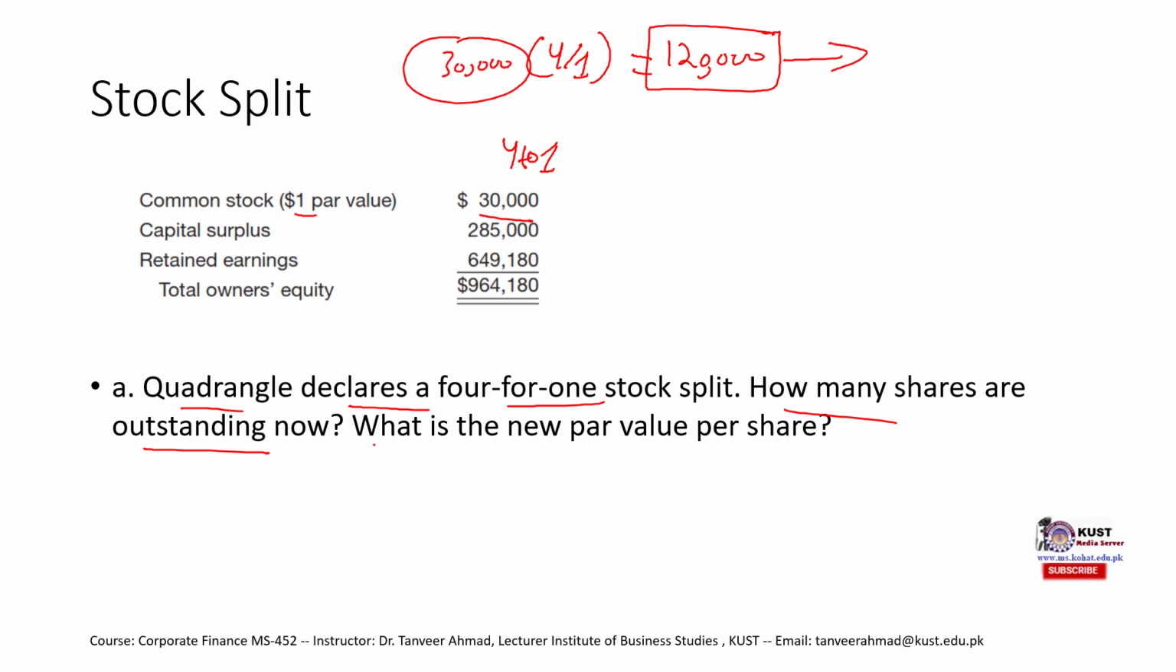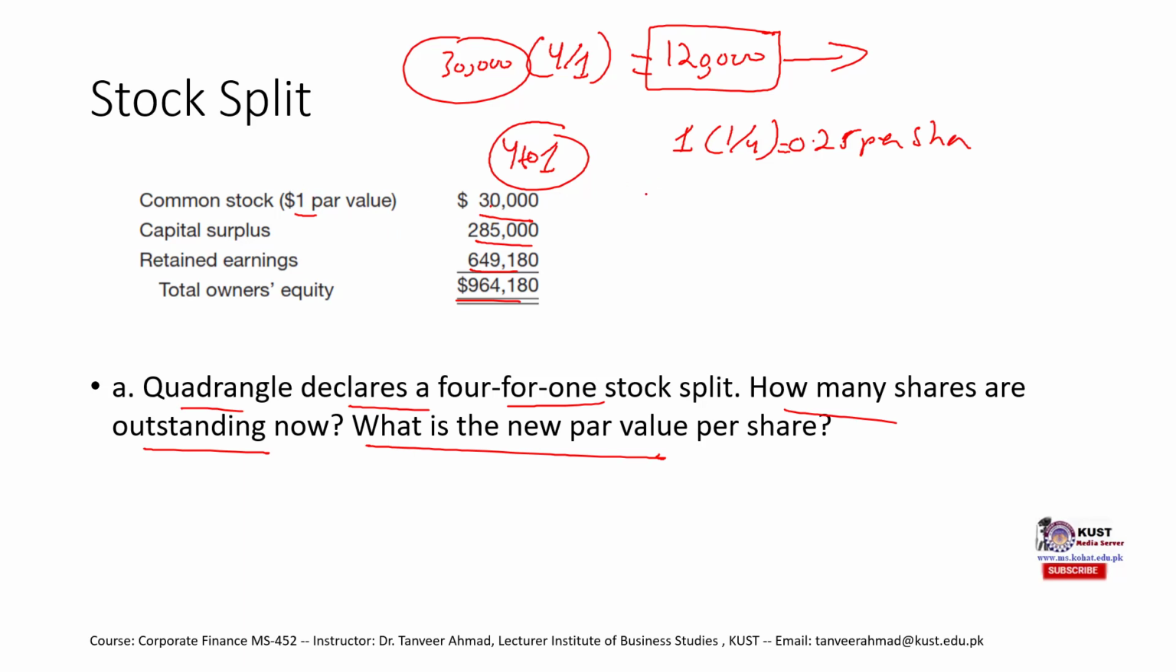Next is what would be the new par value. Remember, the par value would also adjust. So if previously par value was $1, now it would adjust in this ratio, the reciprocal of the stock split ratio, and now the par value would be 0.25 per share. So remember, in case of stock split, this all amount would remain exactly same except this par value.